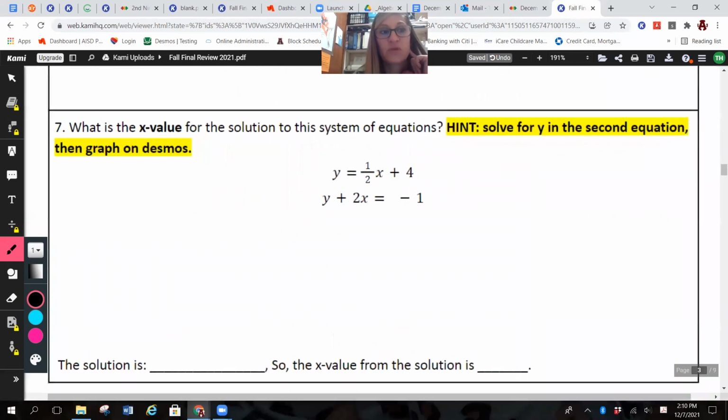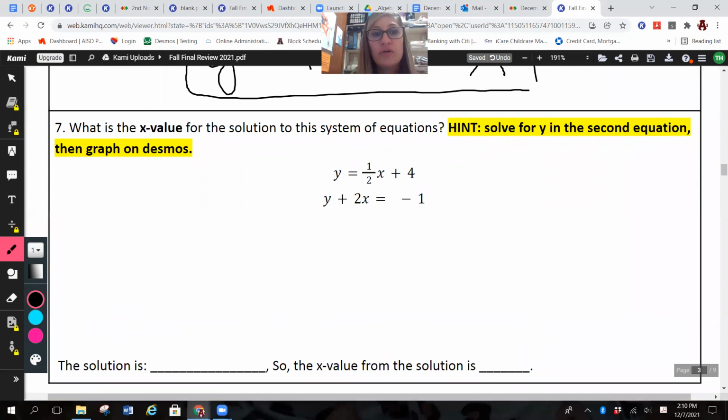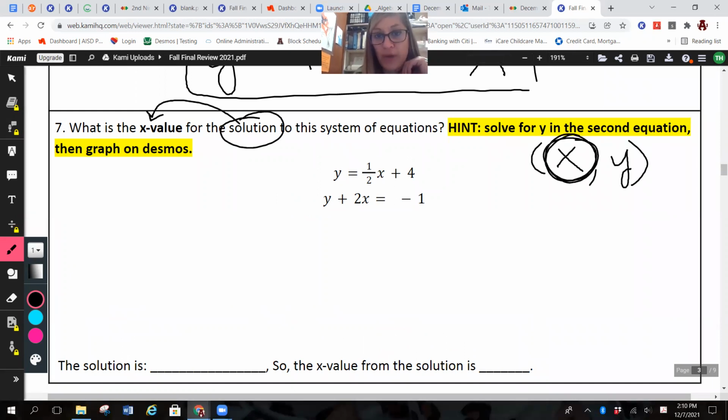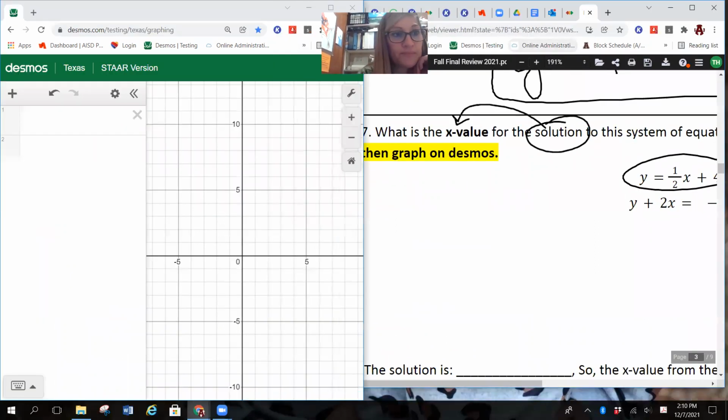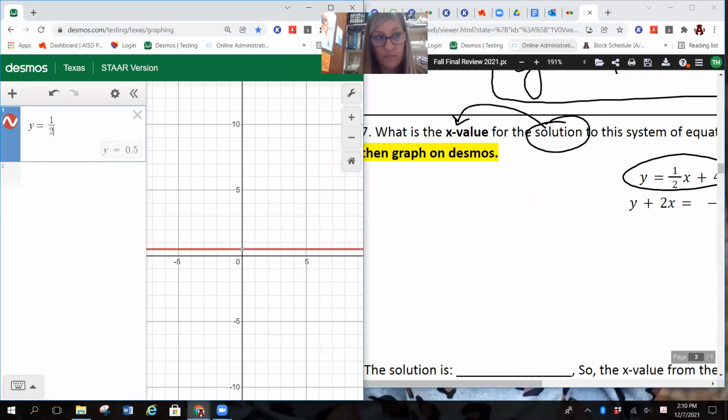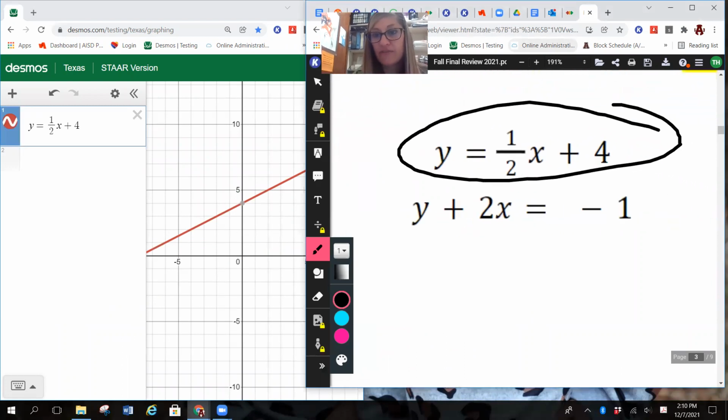Number 7, what is the x value for the solution to the system of equations? All right, so we need to find the solution and only pick the x value. Remember, the x value is the first number in the ordered pair. This one is ready for us to graph. y equals 1/2 x plus 4. Let's now graph the second equation.